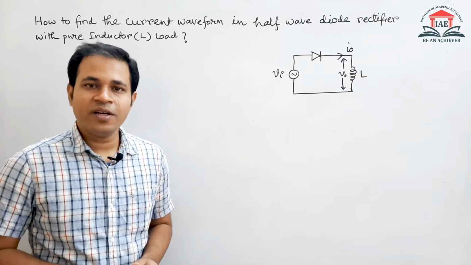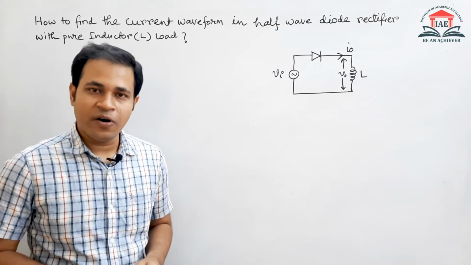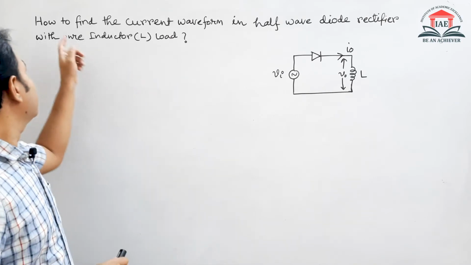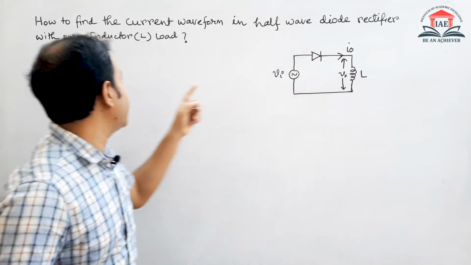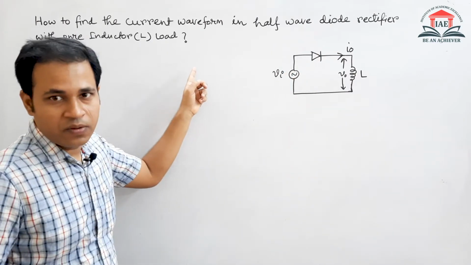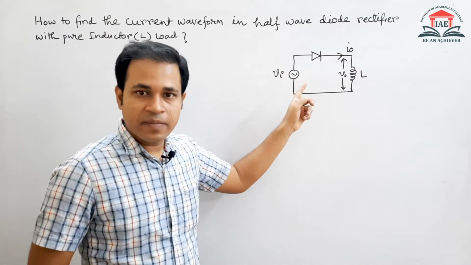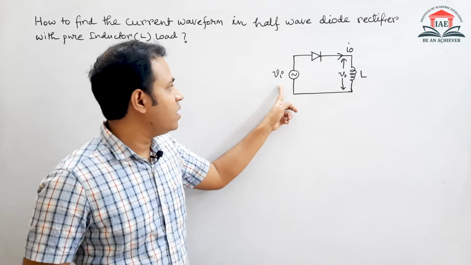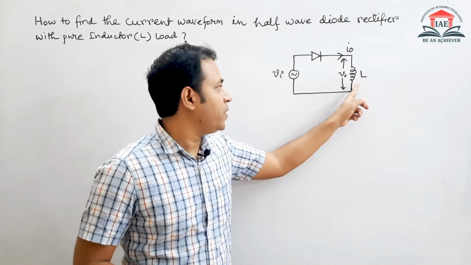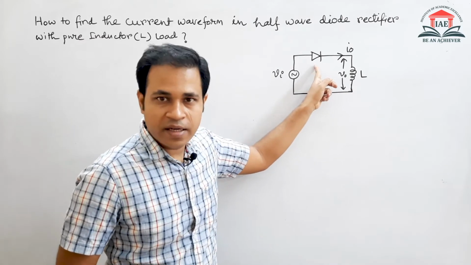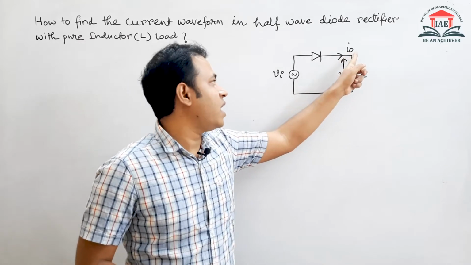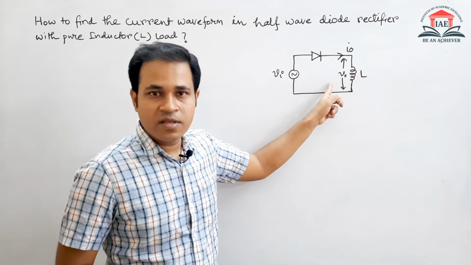In this video, we are going to discuss a concept on power electronics, which is how to find out the current waveform in the half-wave diode rectifier with pure inductor load. The circuit diagram is: the input voltage is here, and in the output side, the pure inductor is connected. In between these two, there is a diode connected. The output current is I0 and the output voltage is V0.